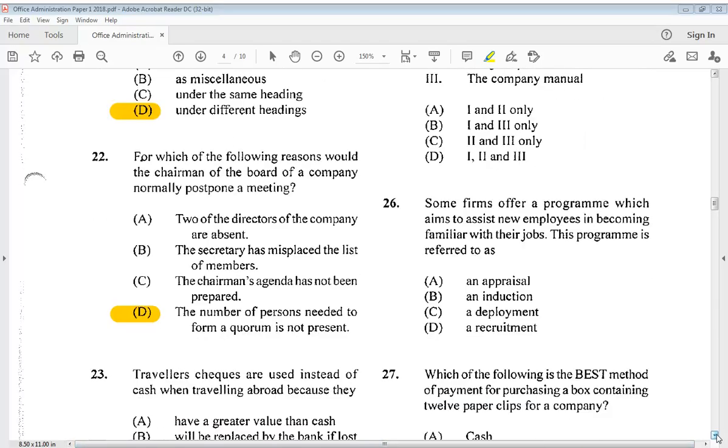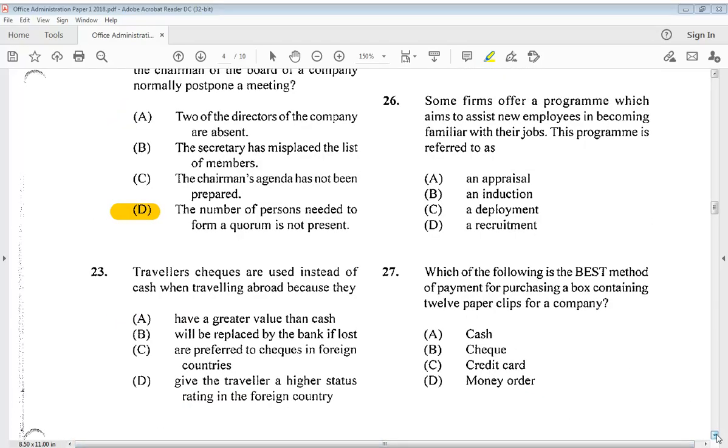Let's go to number 23. Travelers' checks are used instead of cash when traveling abroad because they A, have a greater value than cash, B, will be replaced by the bank if lost, C, are preferred to checks in foreign countries, or D, give the traveler a high status rating in the foreign country. So traveler's checks do not have greater value than cash, so A would have been out. B, will be replaced by the bank if lost. So that would be your answer.